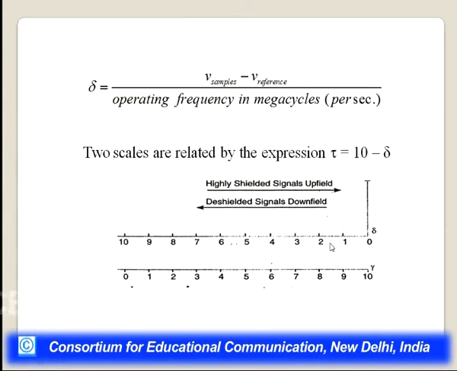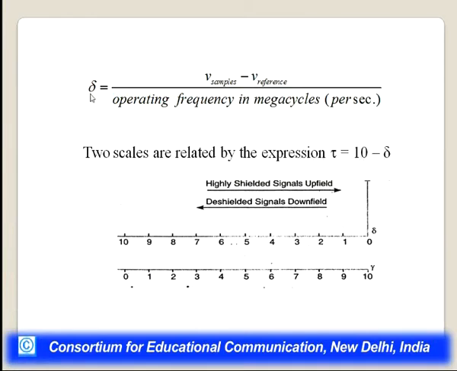Here you can see the scale. How can we use the chemical shift? This is the delta value, starting from 0, 1, 2, 3, 4, 5 up to 10, and again you can see this is the tau value. The two scales are related by this expression. If you want to calculate the tau value, you can calculate it by subtracting the delta value from 10.